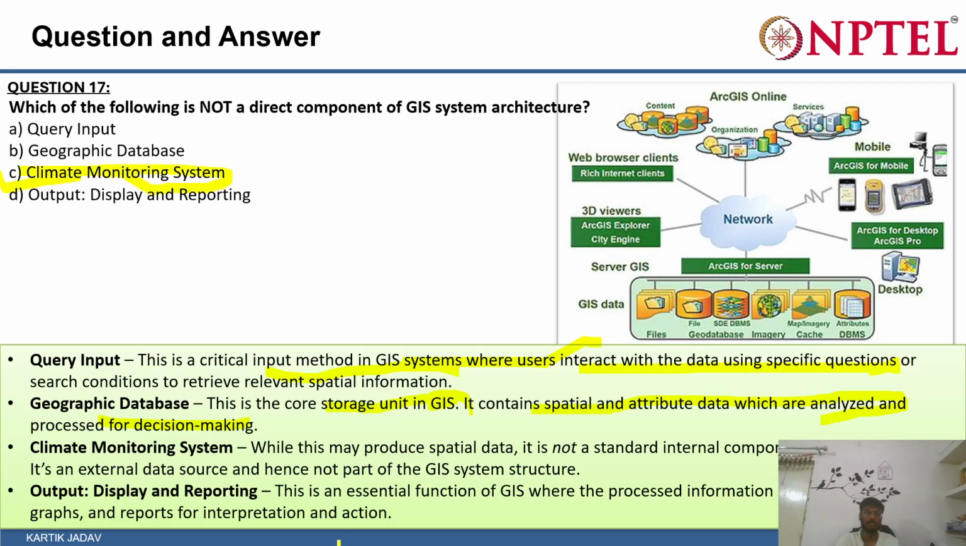While output display and reporting is an essential function of GIS, where processed information is visualized in maps, graphs, and reports for interpretation and action. You can see here this is the GIS architecture. So it has various user bases. I described it here.